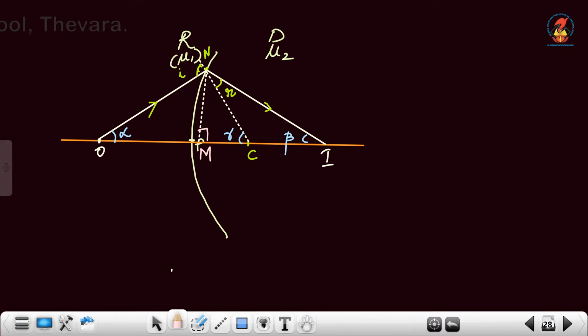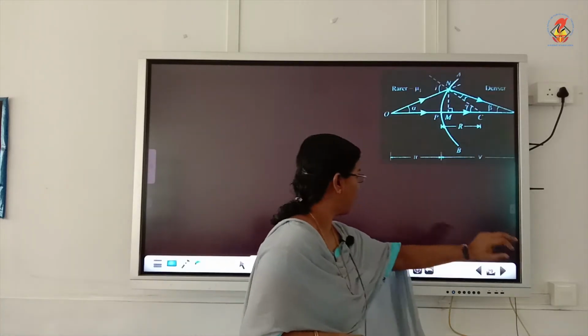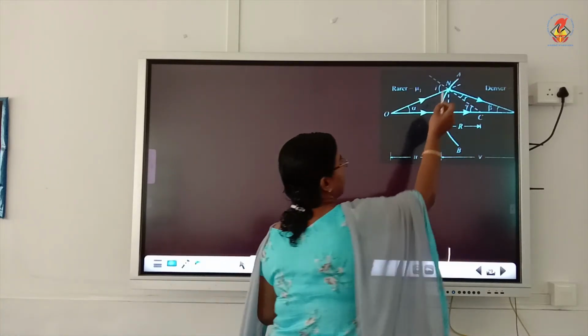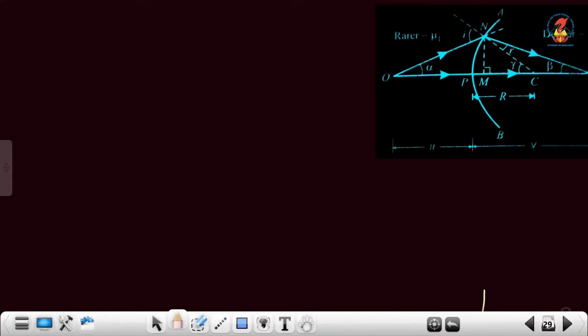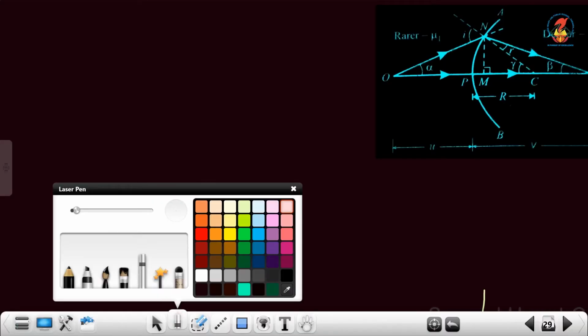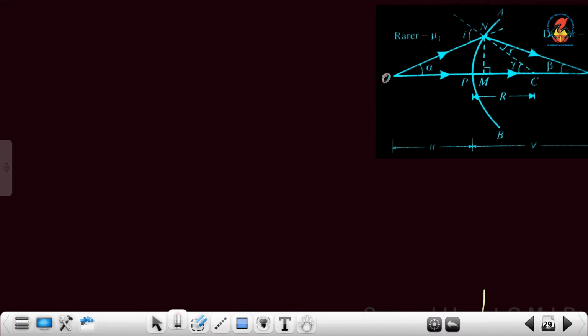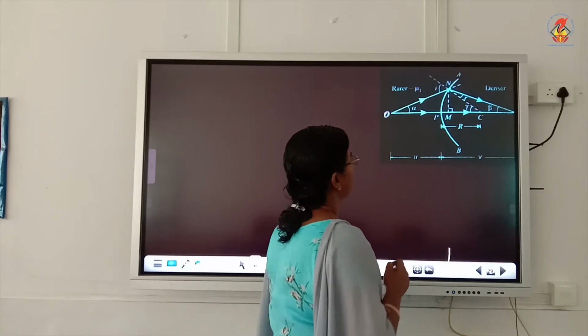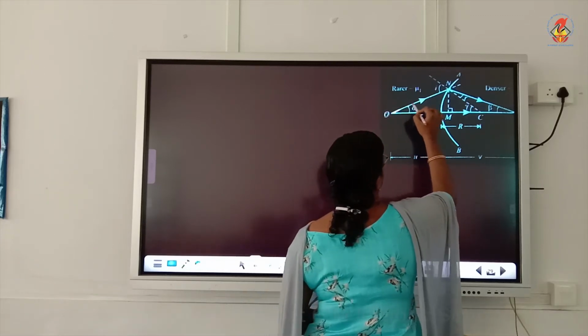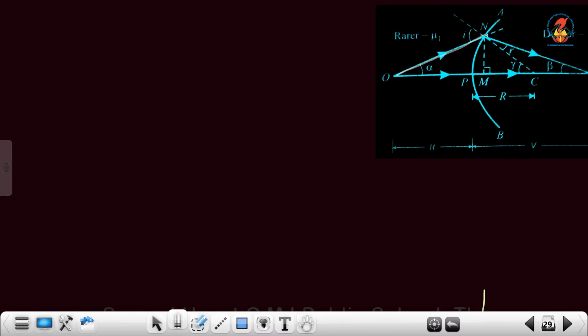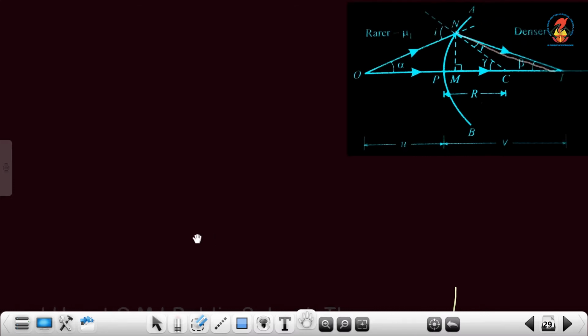I hope this diagram is clear to you. Once more I will explain. There is a spherical surface A, B, and P is the pole or center of the spherical surface. Now an object O is placed in the rarer medium on the principal axis of the spherical surface, and the ray of light from the object meets the spherical surface at point N, from where it gets refracted and the image is formed at point I.